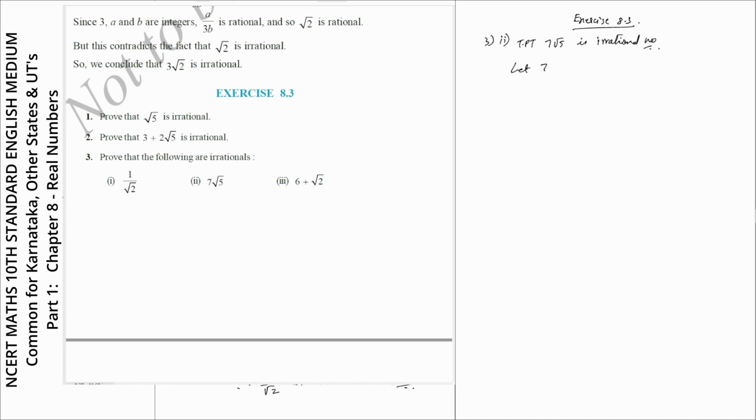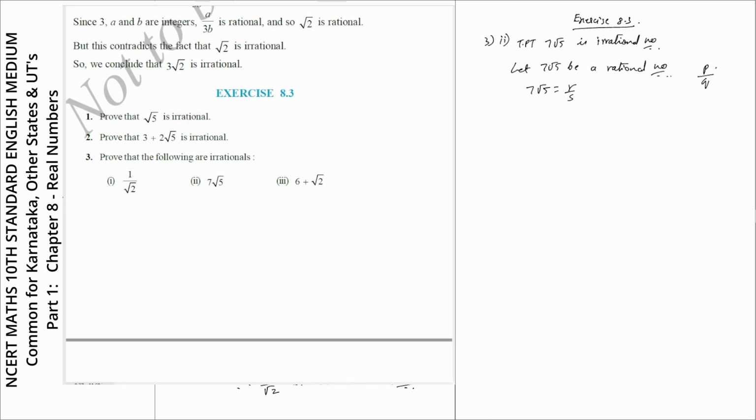So let 7 root 5 be a rational number. Therefore 7 root 5 is equal to r by s, where r and s are some integers and s is not equal to 0. So what is a rational number? A rational number is a number which can be expressed in the form of p by q, where both p and q are integers and q not equal to 0.